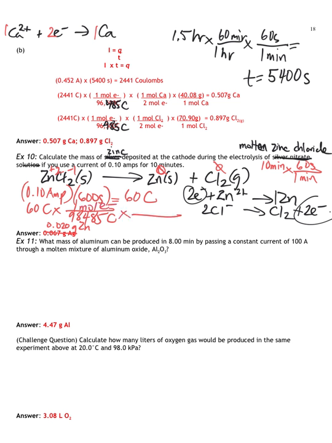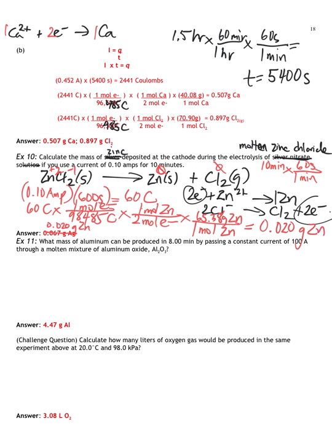And then for every 2 moles of electrons transferred, there is 1 mole of zinc formed. That's why the half reactions should be set up so you can see how many electrons are carried through. And 1 mole of zinc has a molar mass of 65.38 grams of zinc. And then when you multiply it out, you get 0.020 grams of zinc.